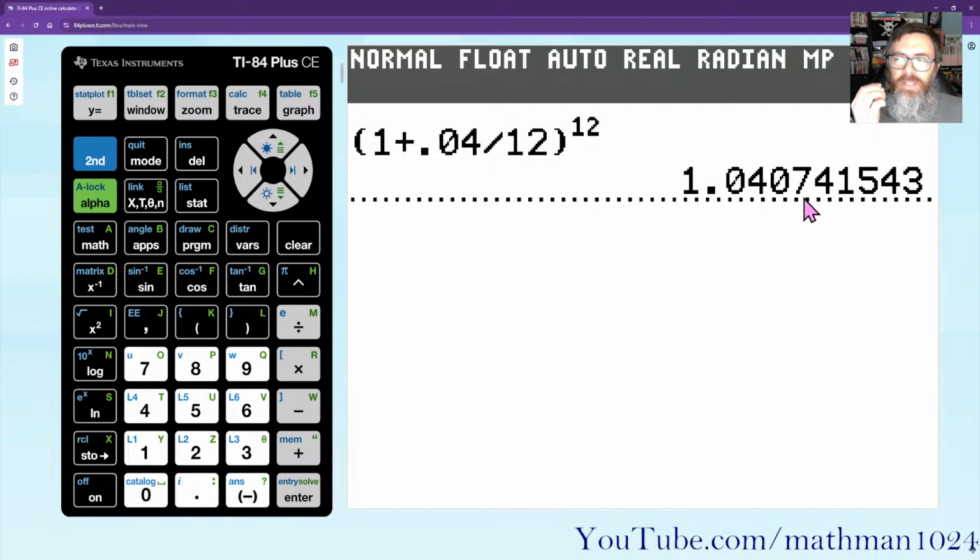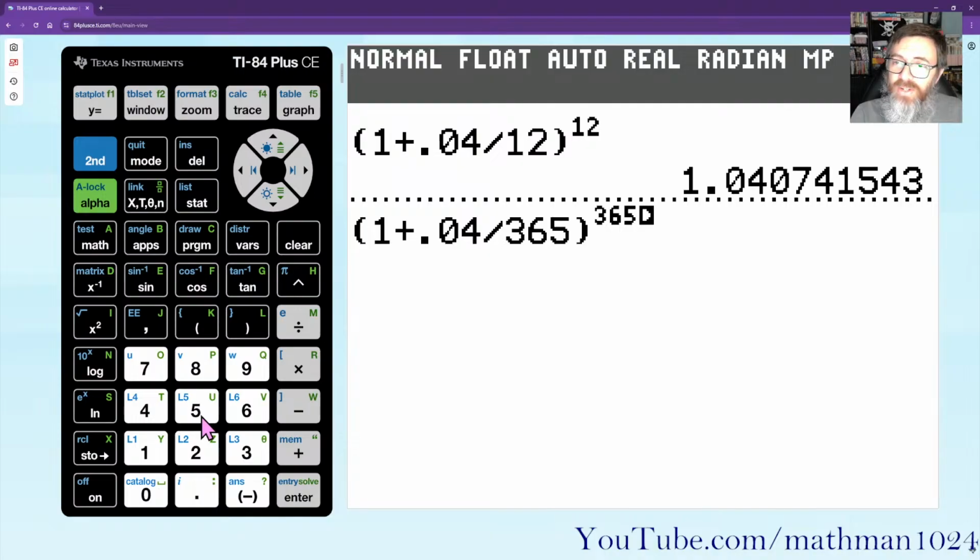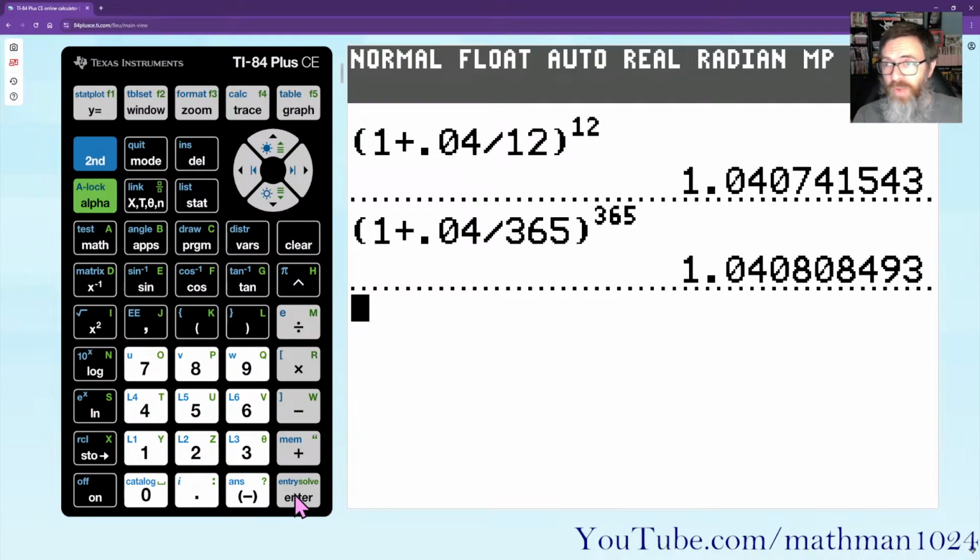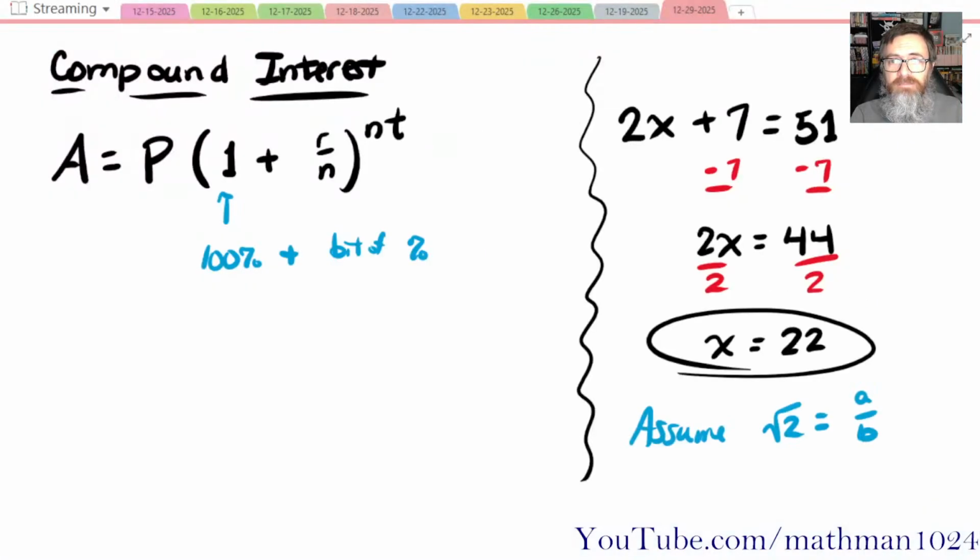The more times that you compound in a year, the smaller the amount of interest growth is each time, but the more total interest you'll have at the end. So if I do the same thing here, and I do 1 plus 0.04, and we divide this by 365, suppose you're earning this spread over 365 days. But then you raise it to the 365th power because you have 365 days. Your rate of growth goes to almost 4.081%. So it's a little bit higher. So that's kind of cool, right?